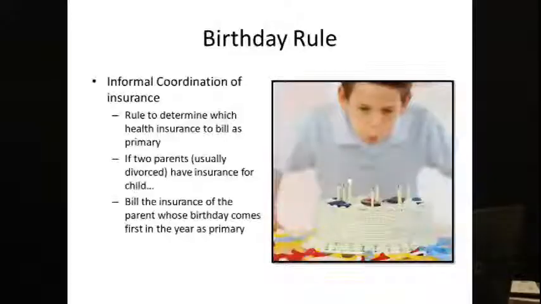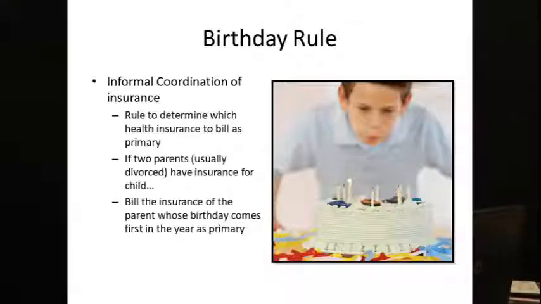sure that the patient or the provider doesn't get paid more than 100%. So, for instance, let's say the patient has two policies. The husband has a policy, and the wife has a policy from their work. Which policy do you bill as the primary? Well, with the birthday rule, you bill the insurance of the person whose birthday comes first in the year. That's the birthday rule.